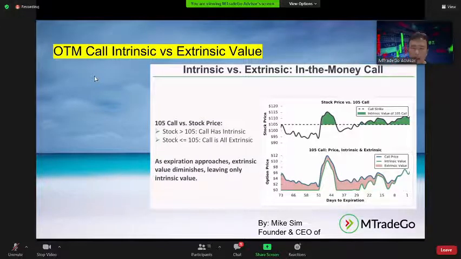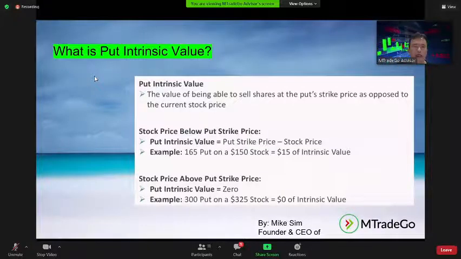Now what is a put's intrinsic value? It is the value of being able to sell a share at the strike price, the strike price minus the stock price. This is the reverse. A call has intrinsic value below the strike price in the chart, but a put has intrinsic value above the strike price. Why? Because you want to sell higher than the current price. For example, a 165 put on a 150 stock has a $15 intrinsic value. Any price below the strike price, the intrinsic value is 0.